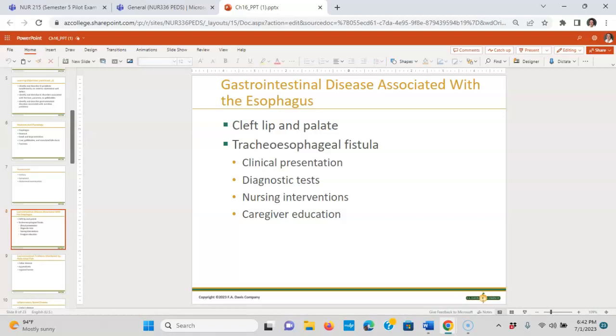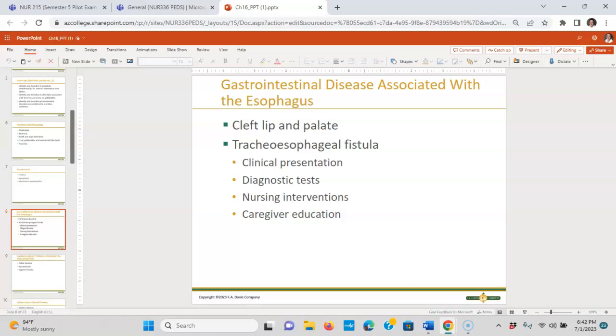They'll have an abundance of secretions. They'll turn cyanotic with feeding. We could not pass a feeding tube. It'll come right back up at us. So that's sometimes the first thing that we do if we think that this is happening. We'll put down a feeding tube and it'll come right back up.